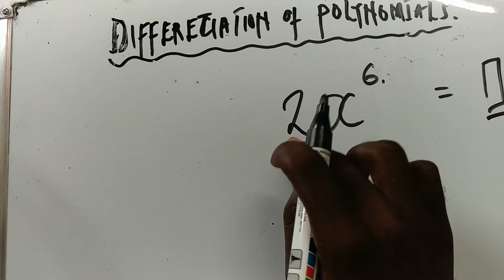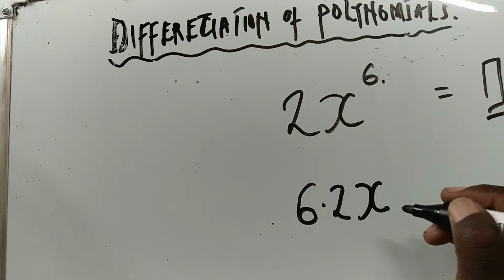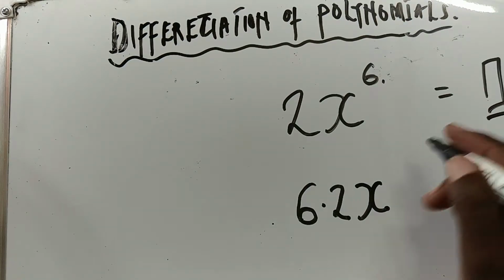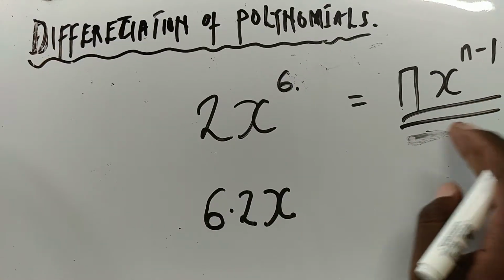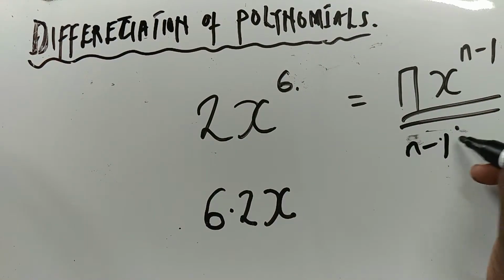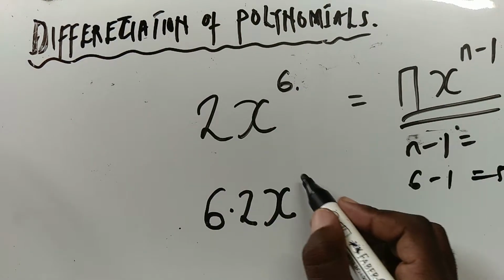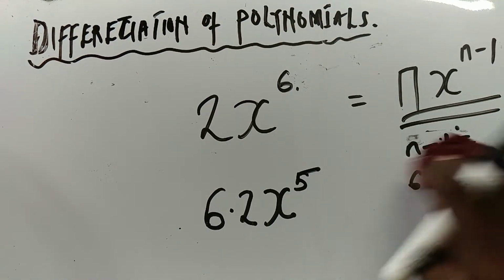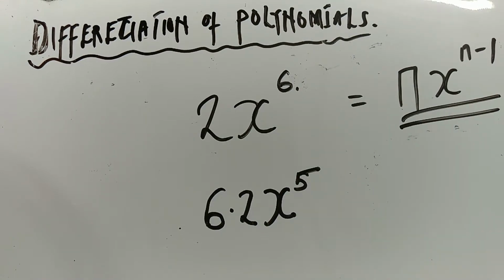But what do I have? I have a 2 already here, and then x. And then what is n minus 1? In this case, 6 minus 1, which is 5. So I'll have a 5 here. This is how this formula works. Nothing difficult. Just remember the formula and apply it whenever you have polynomials. This is just the intuition behind differentiation of polynomials.